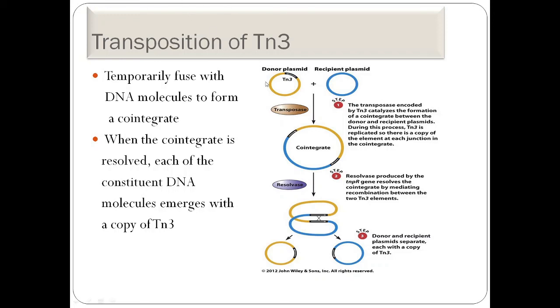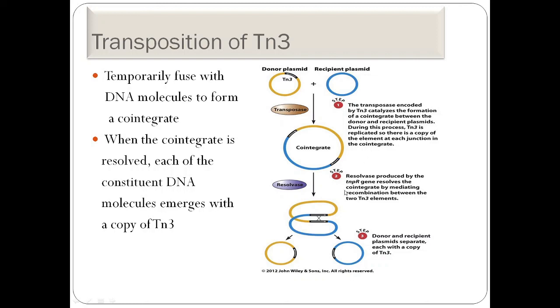Now which gene will work first? Transposase. What will transposase do? It will do the transposition. First it will form a cointegrate, so the donor plasmid and the recipient plasmid will join to each other. When they join, Tn3 will be replicated and enter at the junction site. So at the junction site, two copies of Tn3 will be present. You can read over here, the transposase encoded by Tn3 catalyzes the formation of a cointegrate between the donor and the recipient plasmid. During this process, Tn3 is replicated. So there is a copy of the element at each junction in the cointegrate.